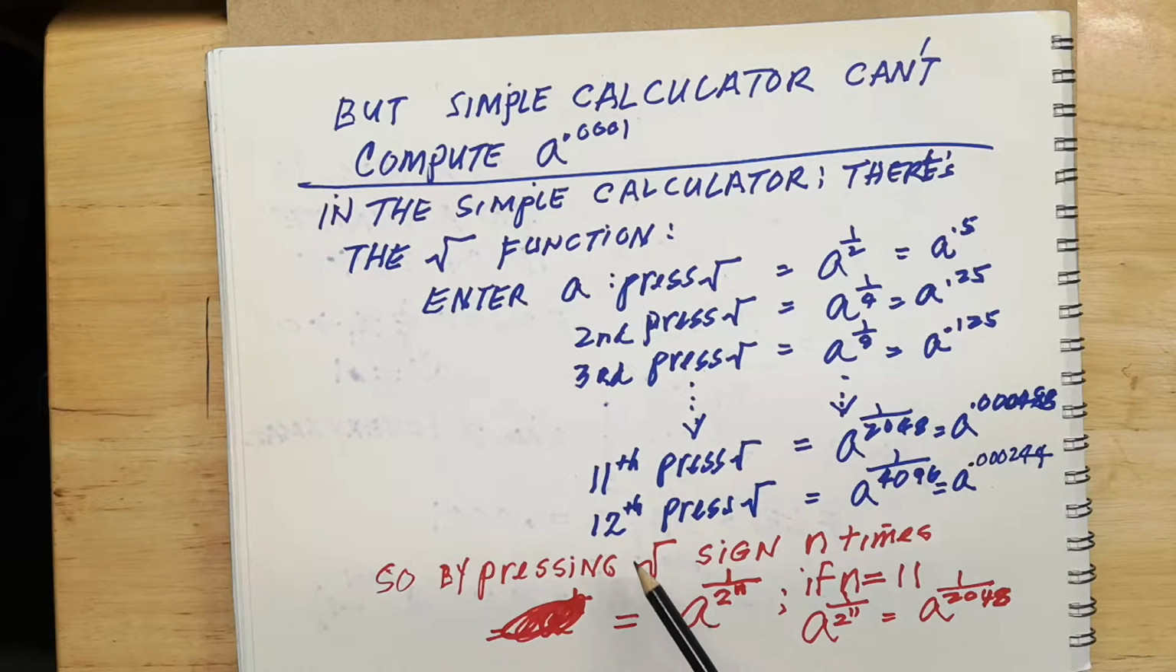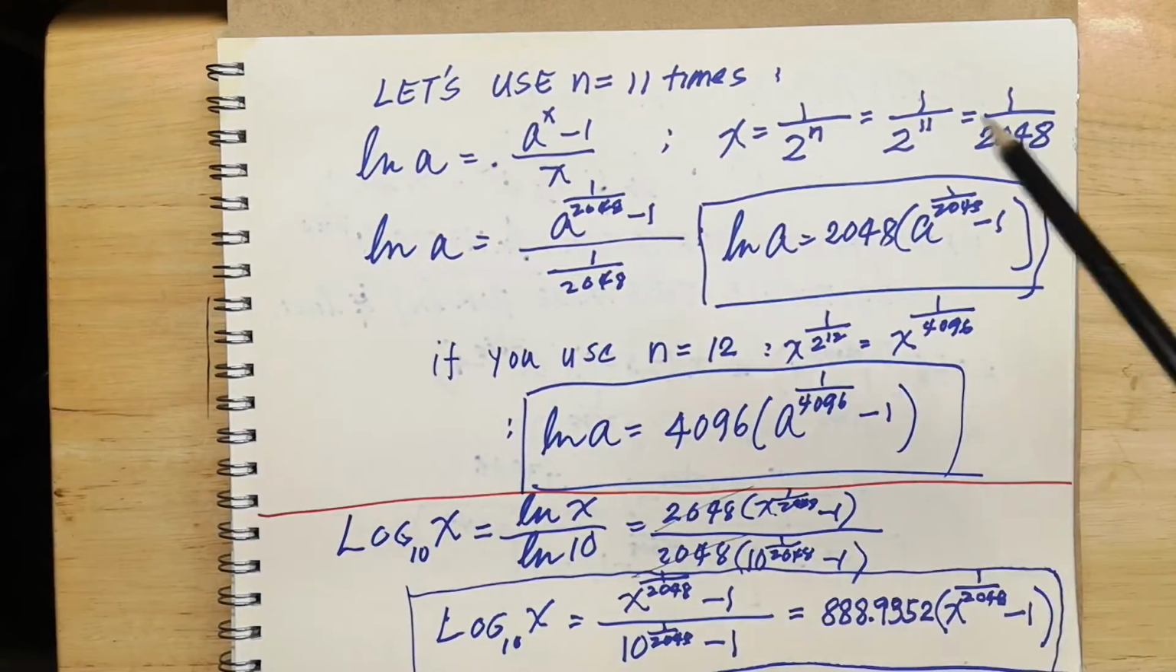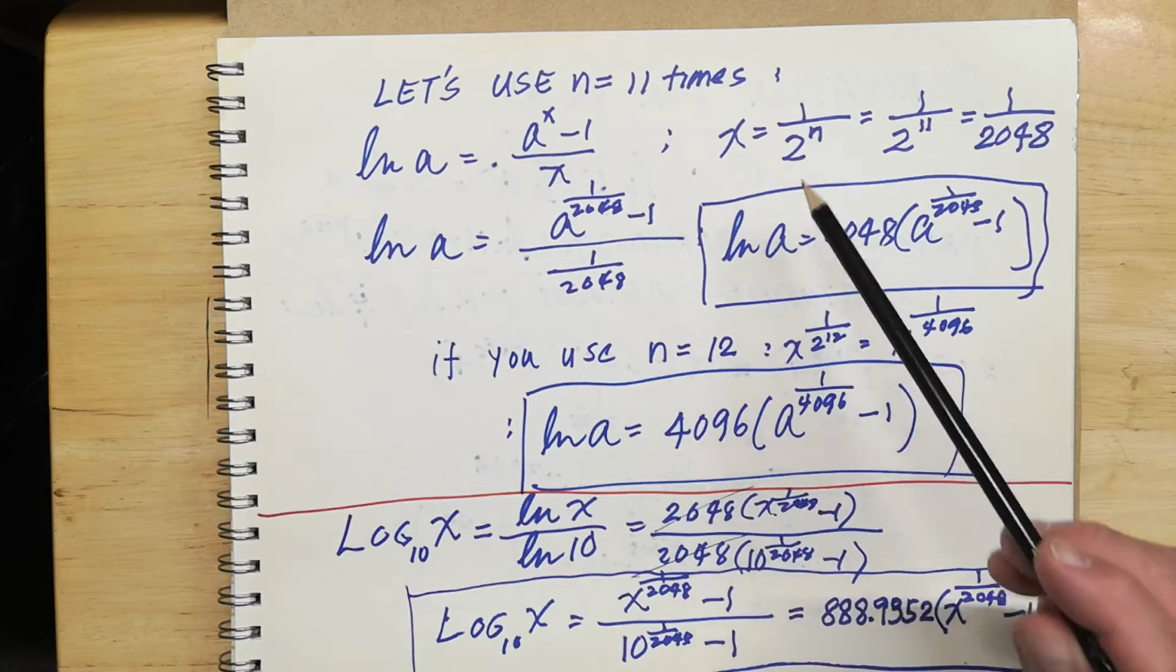or a raised to the 0.000488. If you press 12 times, that means it's equal to a raised to the 1 over 4096, or a raised to the 0.000244. So by pressing the square root sign n times, that is equal to a raised to the 1 over 2 raised to the n. So if n is equal to 11, that means it's equal to a raised to the 1 over 2 to the 11, or a raised to the 1 over 2048. Let's use n is equal to 11 times.